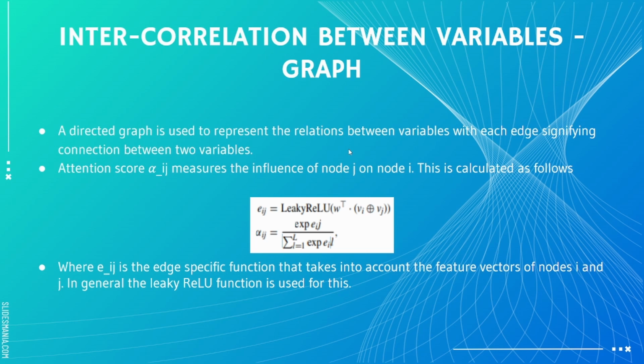A third way to find the intercorrelation between variables is the graph method. A directed graph is used to represent the relations between variables, with each edge signifying a connection between two variables. Attention score, that is alpha ij, measures the influence of node j on node i. This is calculated using the formulas that I mentioned below, where Eij is the edge specific function that takes into account the feature vectors of node i and j. In general, the leaky ReLU function is used for this.